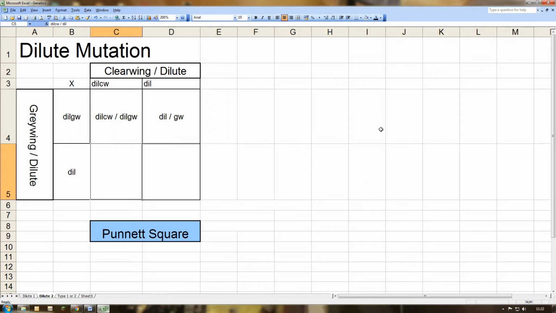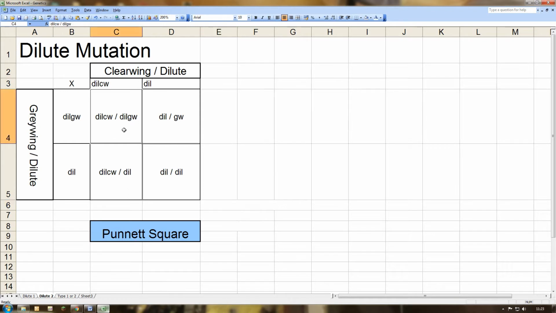In this one here, we're going to inherit one of the clear wing and one of the dilute genes. And this outcome here is going to be inherit both of the dilute genes. So in terms of the predicted outcome then, we can see we've got a number of different types of phenotypes and genotypes coming out from this particular pairing.